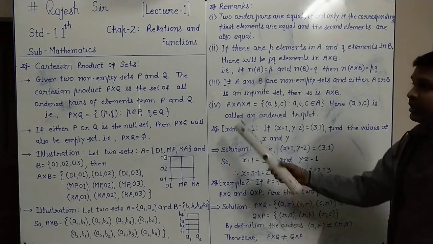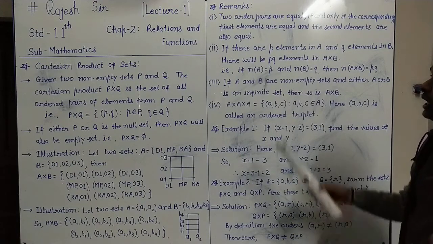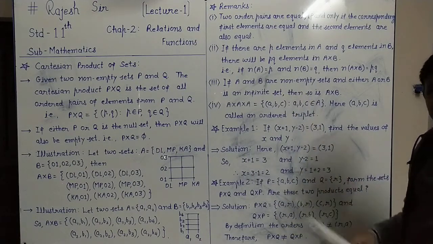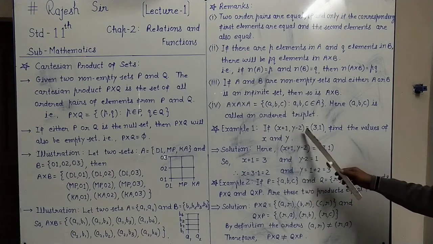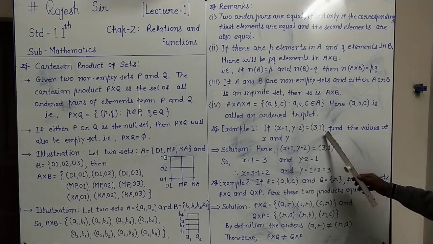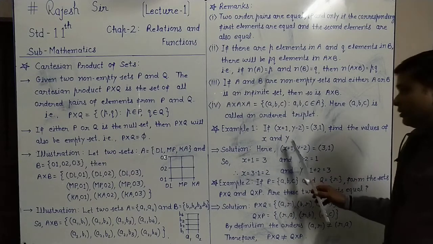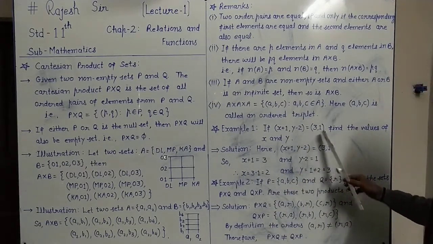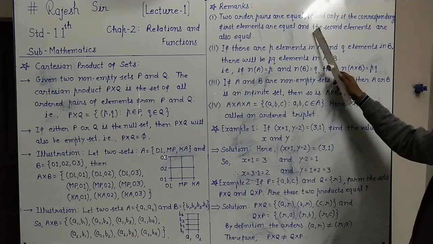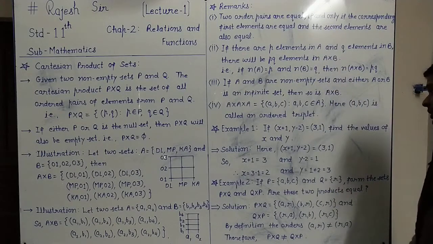Now that we understand the definition, the illustration, and the remarks, we will see the examples. Example 1. If (x + 1, y - 2) = (3, 1), find the values of x and y. The solution is here: (x + 1, y - 2) = (3, 1).